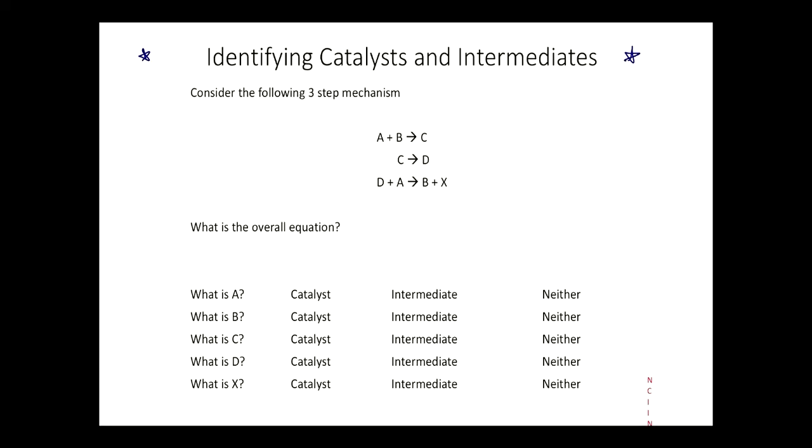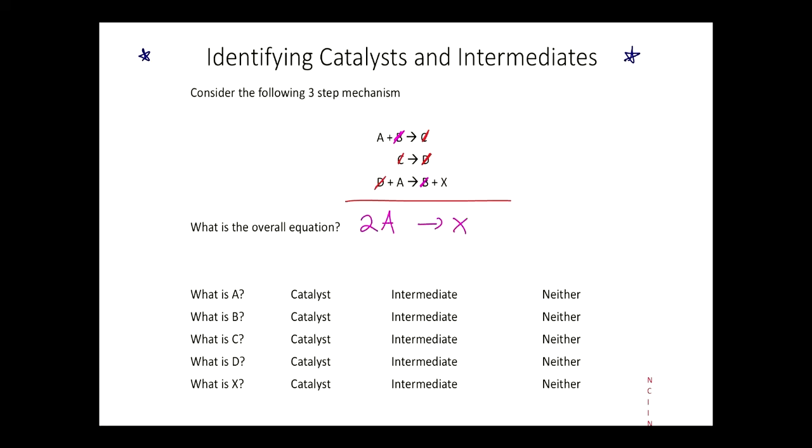Actually, let's start with the first question. What is the overall equation in this reaction? We have to add up everything and cancel out what we need. C cancels. What else cancels? D cancels. And then what else cancels? B. Does it cancel the same? No, it cancels differently. Okay, there we go. So we see that this reaction is 2 A's become an X, and that's it.